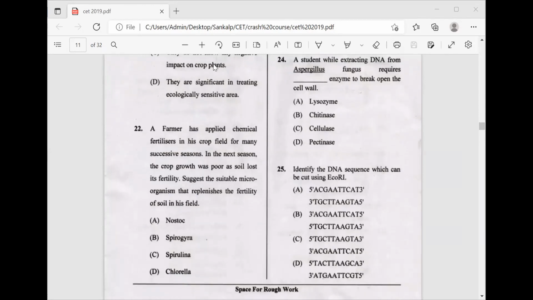22nd question. A farmer has applied chemical fertilizer in his crop field for many successive seasons. In the next season, the crop growth was poor as soil lost its fertility. Suggest the suitable microorganism that replenishes the fertility of soil in his field. Option A, nostoc. Option B, spirogyra. Option C, spirulina. Option D, chlorella.